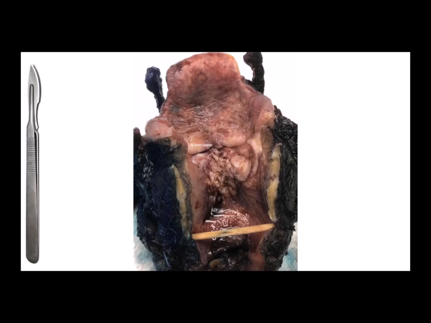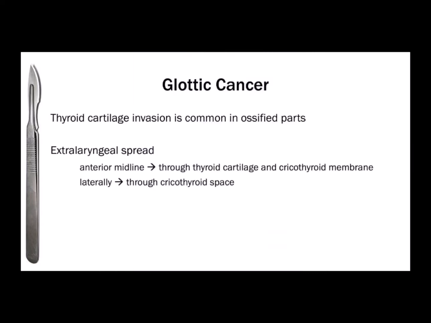The extralaryngeal spread of these typically, if it's located in the anterior midline area, will go through the thyroid cartilage and the cricothyroid membrane, whereas if it's located a little bit more laterally, or if it's just spreading in both directions, it can go through that cricothyroid space.